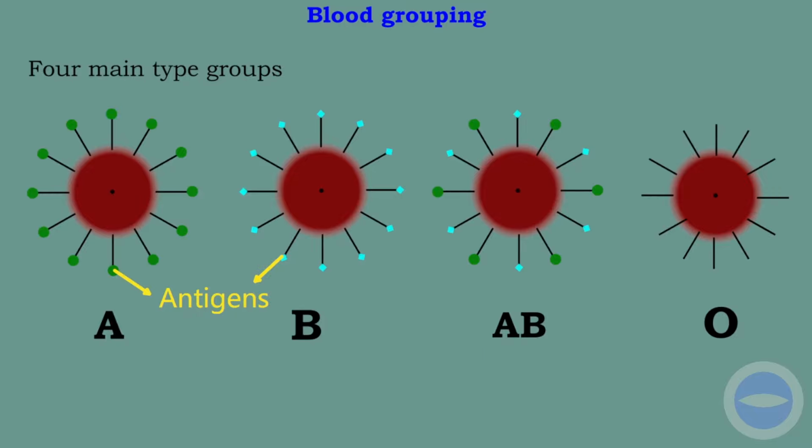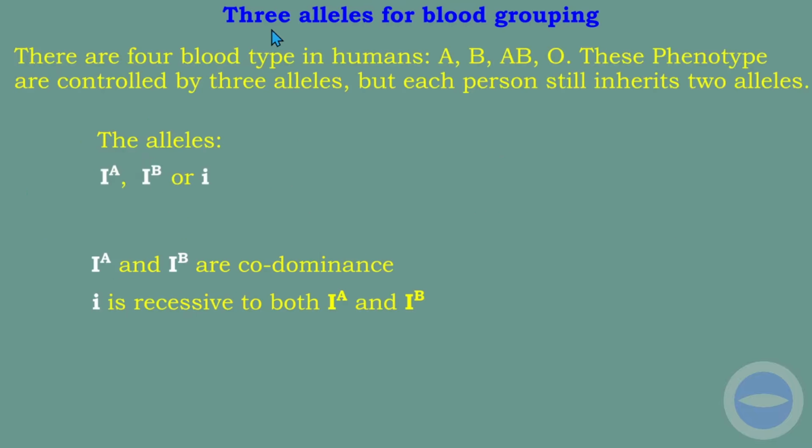And then next up we talk about alleles. There are four blood types in humans: type A, type B, type AB, and type O. These phenotypes are controlled by 3 alleles, but each person still inherits 2 alleles. That means everyone gets an allele from the mother and an allele from the father to determine the blood type.